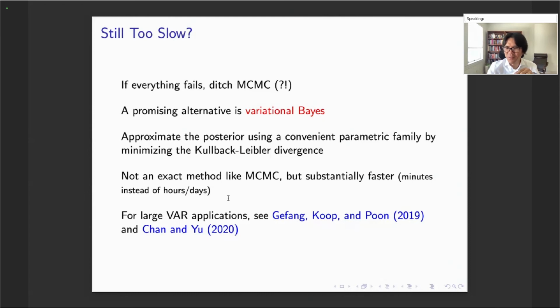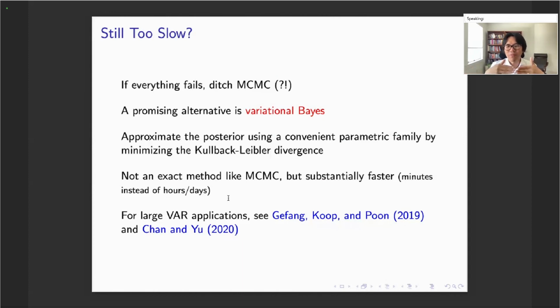This is probably one of the most controversial slides I have here. One very promising alternative is variational-based methods. The idea now is that instead of generating samples from the posterior distribution, you approximate it using a parametric family. It's very much like the adaptive importance sampling I described. Here you have a parametric family and you find the one that is closest to the posterior distribution.